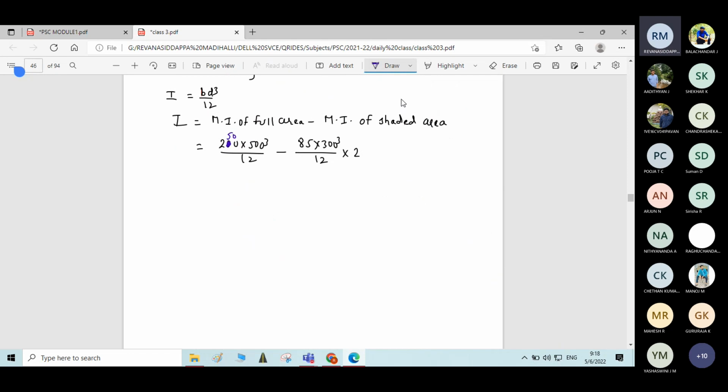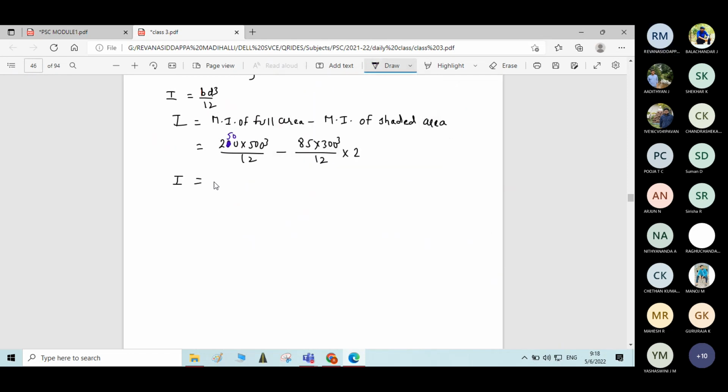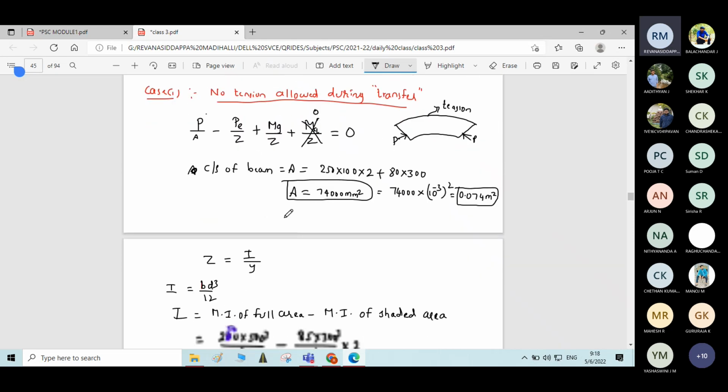So by this, what is the answer that you get? You check the answer. Please cross check the answer. 2.22 into 10 power 9 mm4. Please cross check the answer. Okay. Now you got moment of inertia.